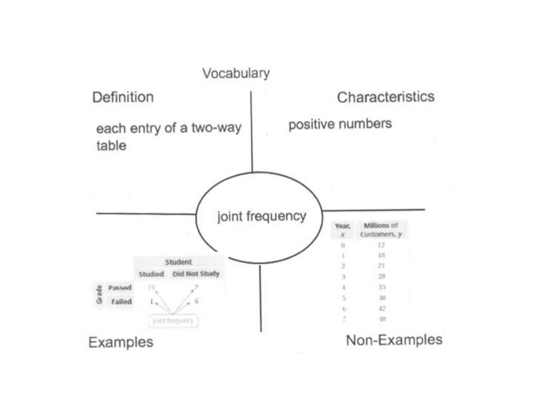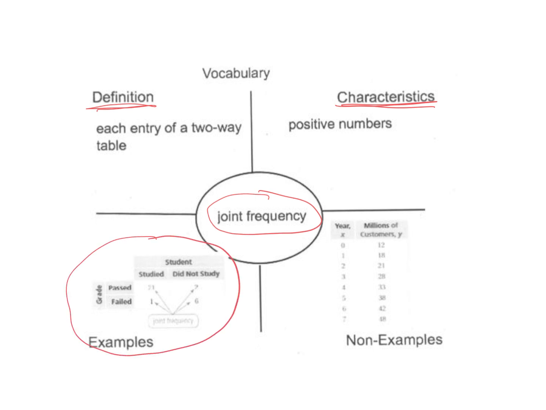Next, we're going to talk about joint frequency. So that's one on the bottom. And we're going to write down the definition where each entry of a two-way table. Again, they're also positive numbers as the characteristics. And this is an example of joint frequency. So make sure you have the definition, and then make sure you have the characteristics.